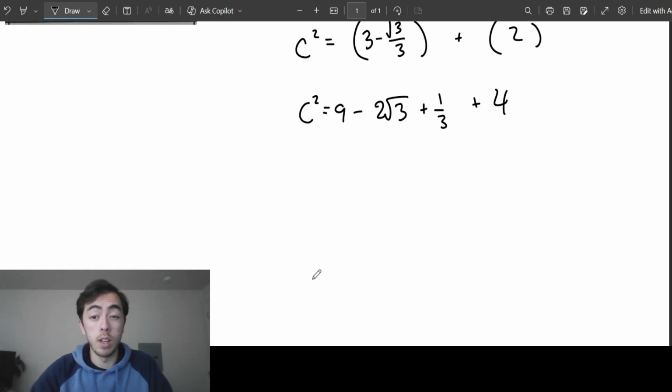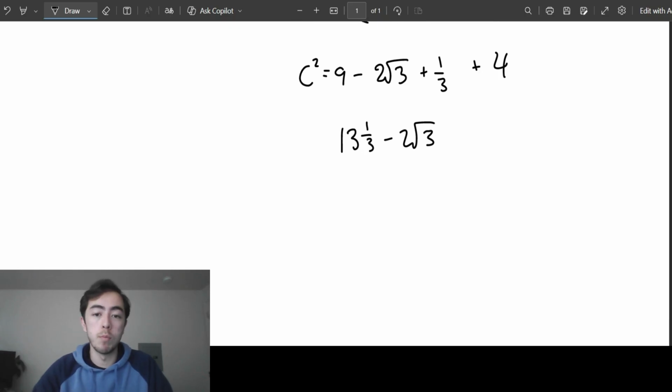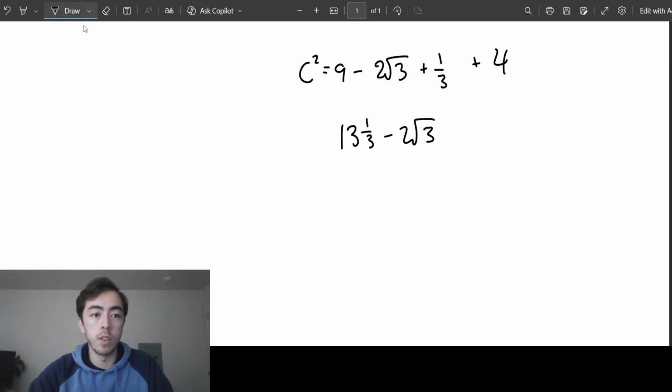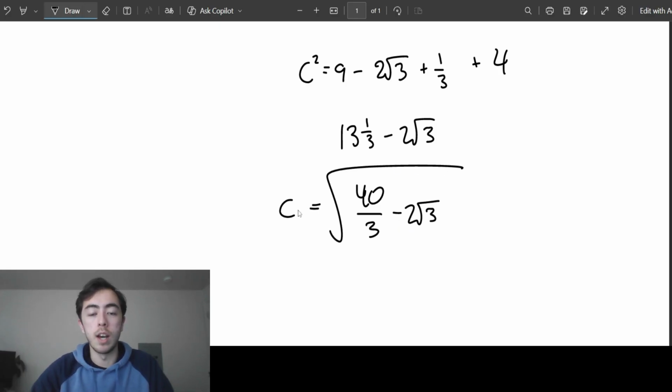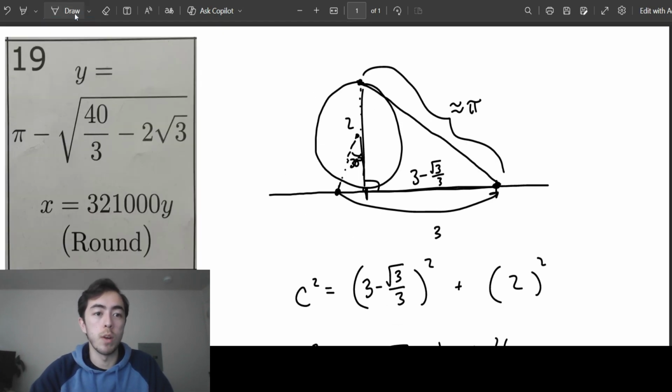Let's combine our like terms. We get 13 and 1/3, and then minus 2 root 3. We can change this mixed number into an improper fraction. I see 39 plus 1, or 40/3. And then let's hit both sides with a square root to finally get our value for c. And what do you know? This is precisely the expression that we have at the beginning of the problem.